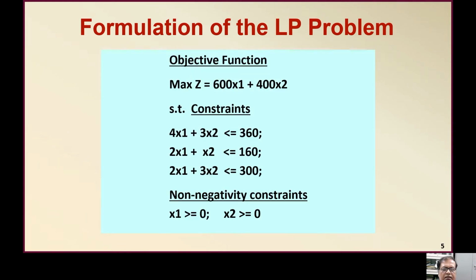So look here, this is the LP problem formulated finally. Maximize z equal to 600 x1 plus 400 x2 subject to constraints 4x1 plus 3x2 less than or equal to 360, 2x1 plus x2 less than or equal to 160, 2x1 plus 3x2 less than or equal to 300, and the non-negativity constraints x1 and x2 both greater than or equal to 0. Before we move over, let us also see how the graphical solution of this particular problem looks.